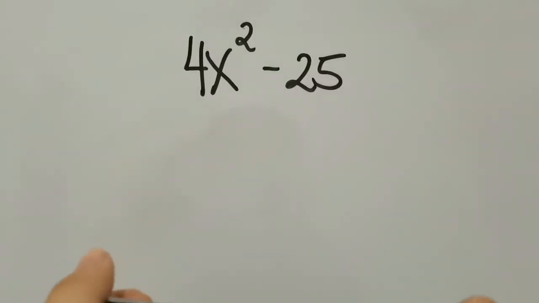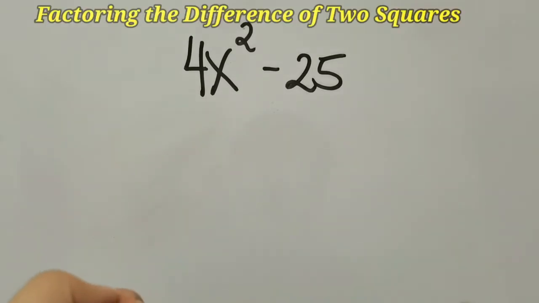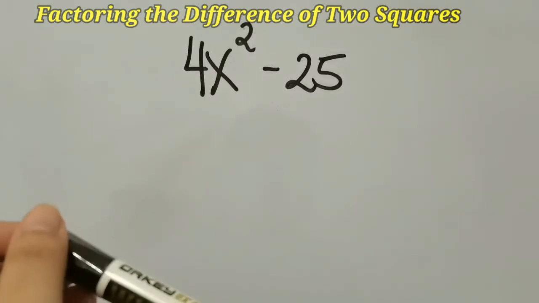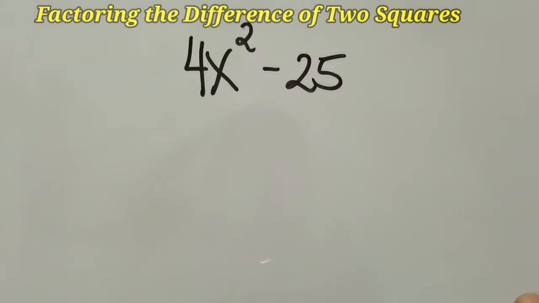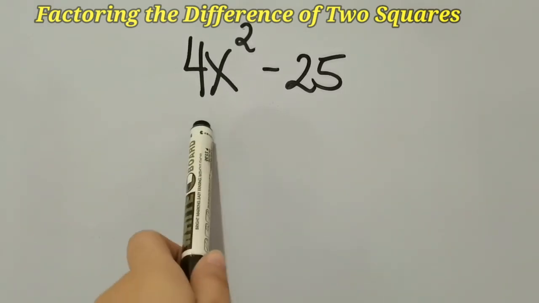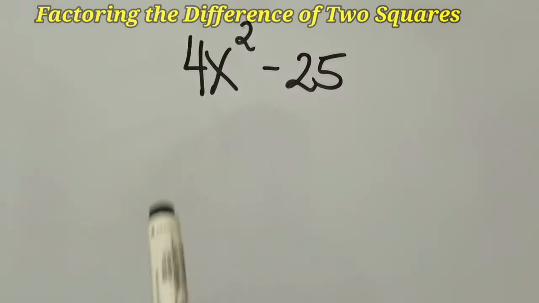Okay, since we are done factoring polynomials with common monomial factor, let us now proceed with factoring difference of two squares. The expression is a difference of two squares if it follows the given condition. The first condition is the two terms are perfect squares. So let us examine.